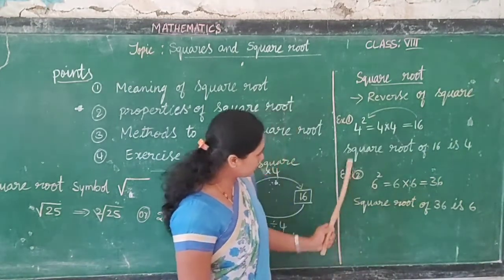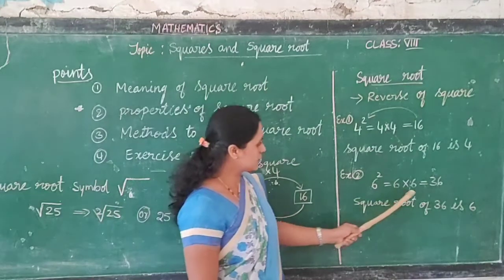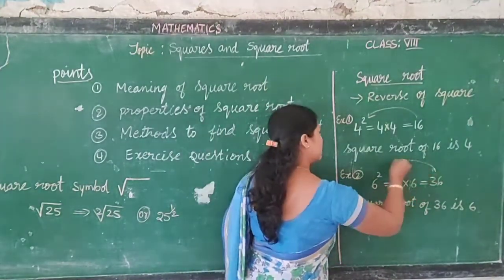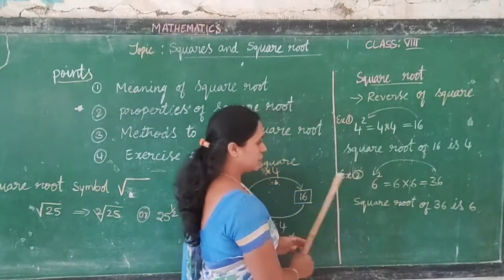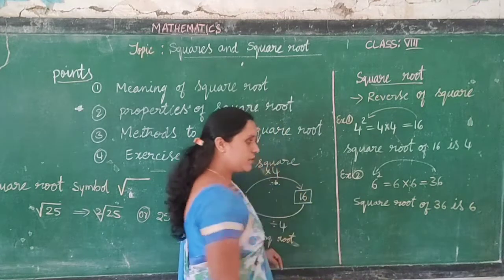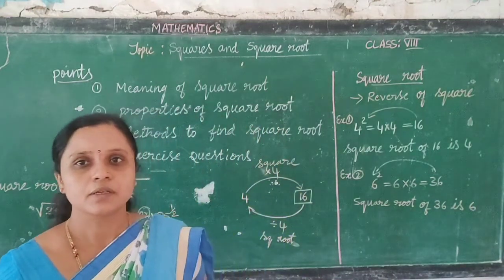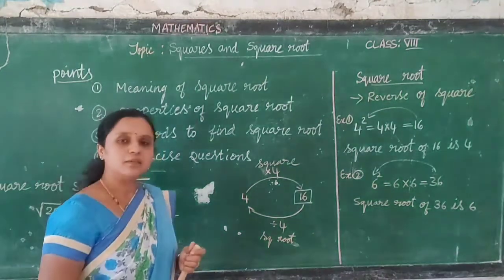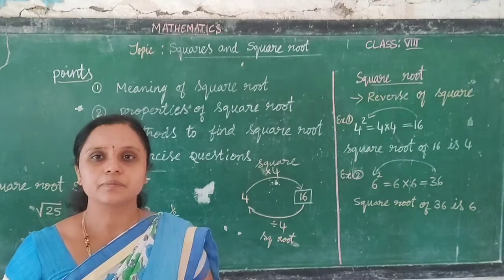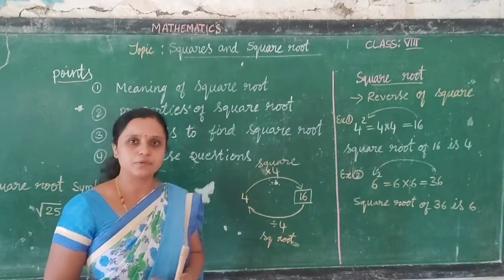You can observe another problem. Square of 6 means 6 into 6 is 36. The reverse of 36 is what? 6. That means the square root of 36 is 6. What is the meaning of square root? The square root is nothing but the number which is multiplied by the same number. That number is called the square root number.